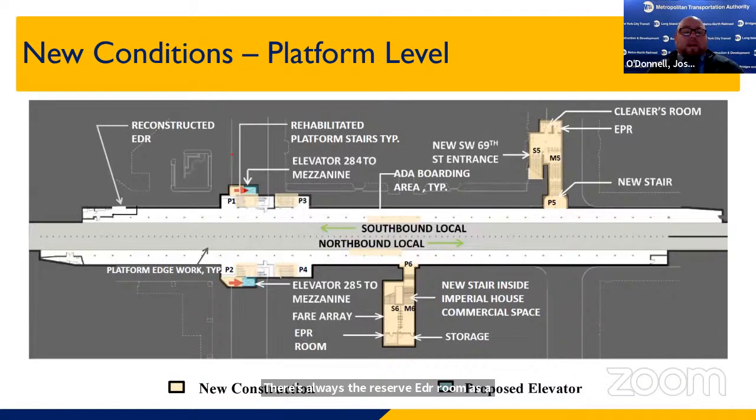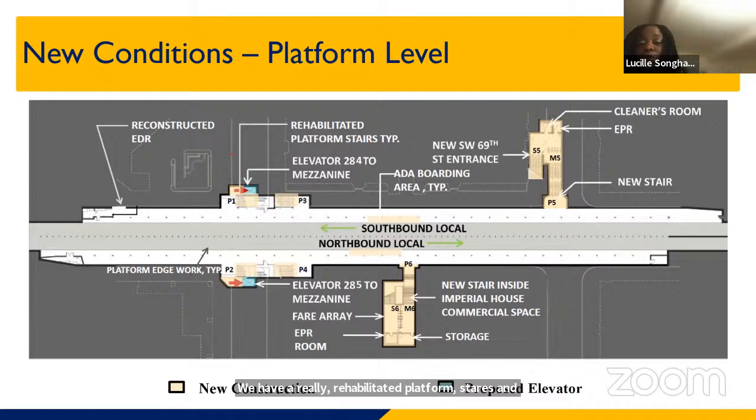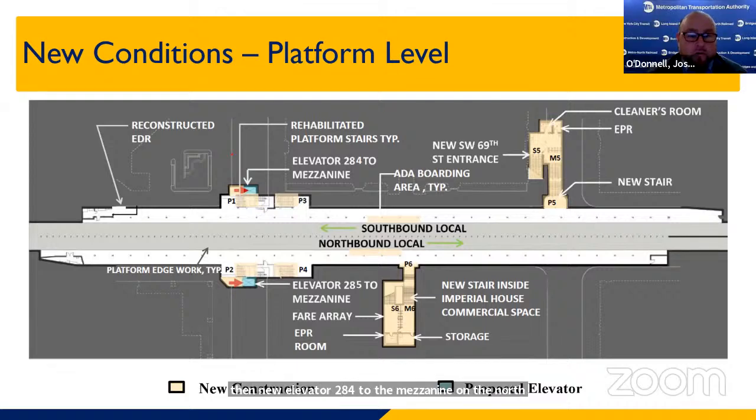Fast forward to the end of the project, we have the reconstructed EDR room. We have a rehabilitated platform, stairs, and then new elevator 284 to the mezzanine on the north side of the screen. On the bottom half of the screen, we have elevator 285 from the mezzanine down to the platform level. We have the new stair inside the Imperial House space, which is that S6 stair. And then in the upper right-hand corner, we have that P5 stair, which comes down from the S5 and M5 stairs down to the platform. That's that new entrance on 69th Street. As part of this work, there will be improved ADA boarding areas at the center, or just about the center, of both the south and northbound platforms.